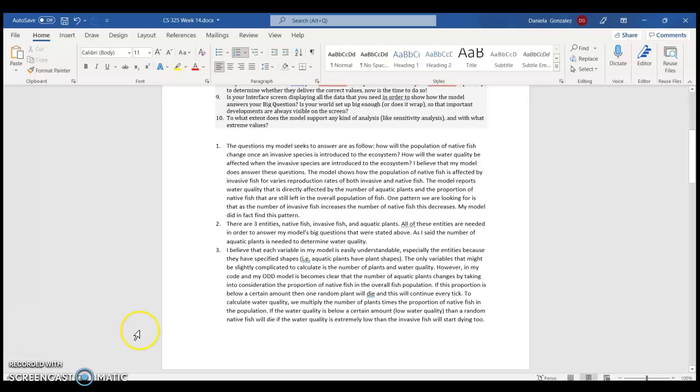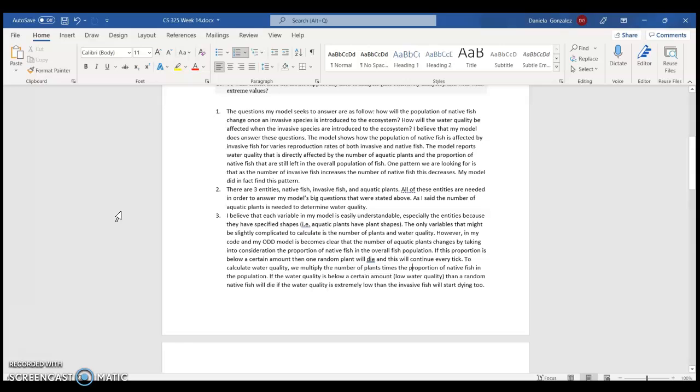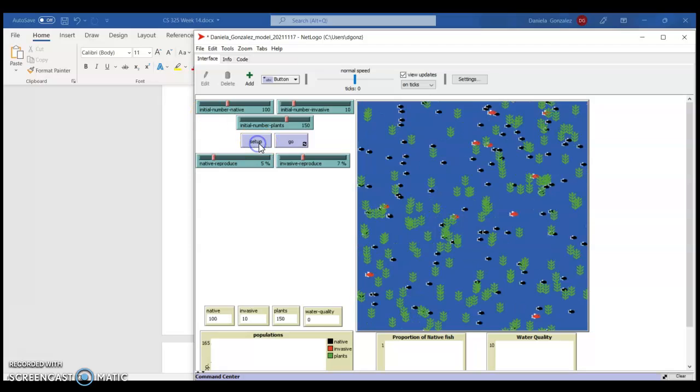My model also reports water quality, which is directly affected by the number of aquatic plants and the proportion of native fish that are still left in the overall population of fish. And then the one pattern we are looking for here is that as the population of invasive fish increases, we expect the population of native fish to decrease. And we could see that.